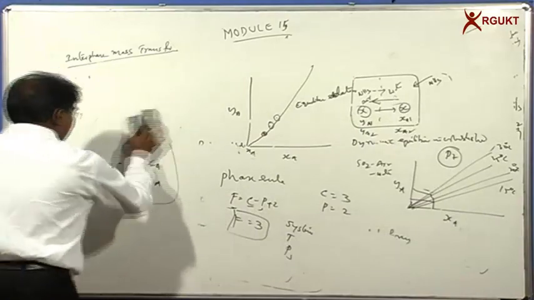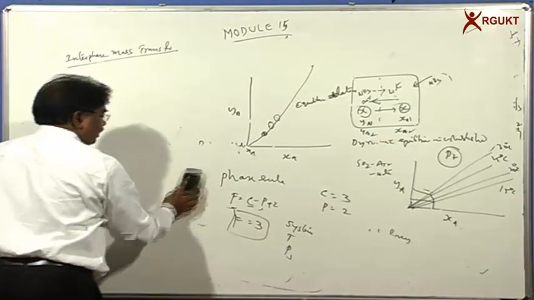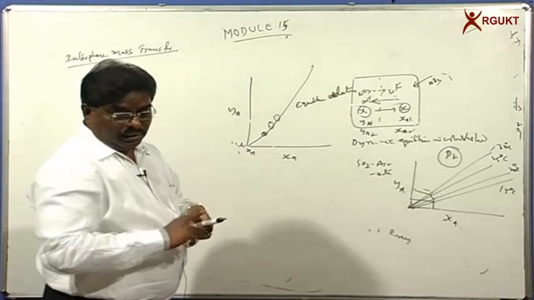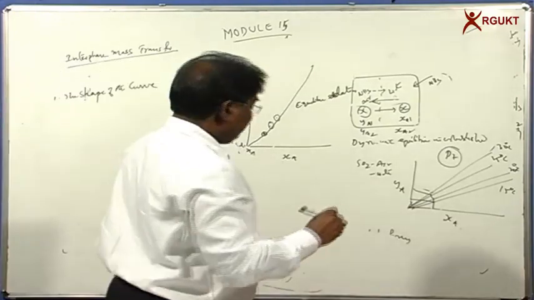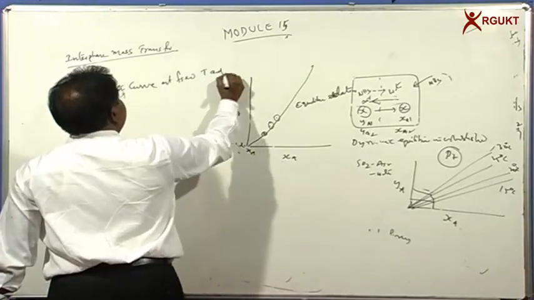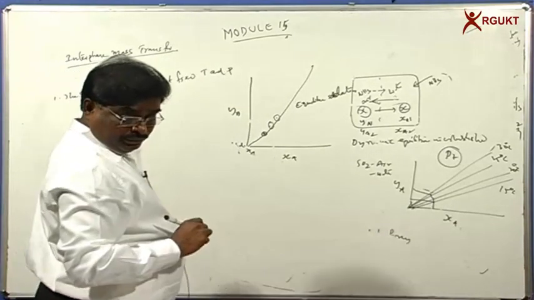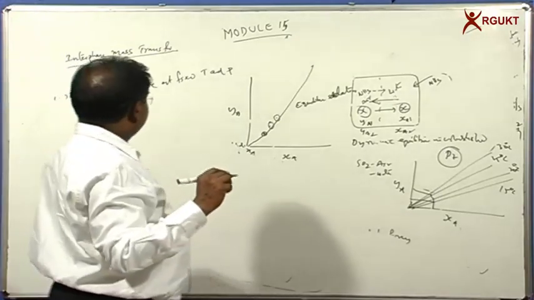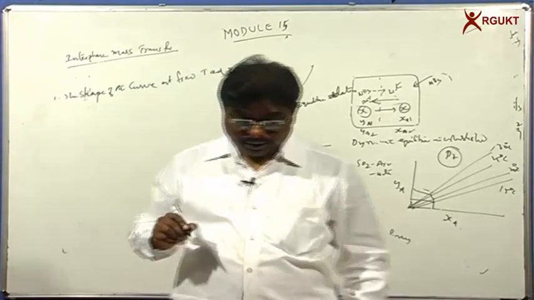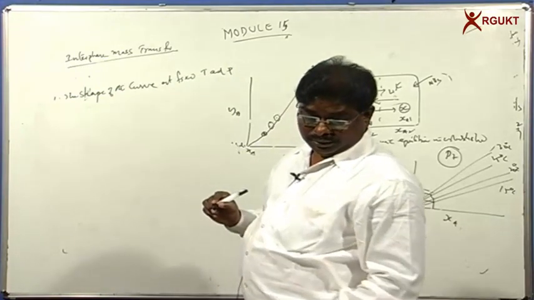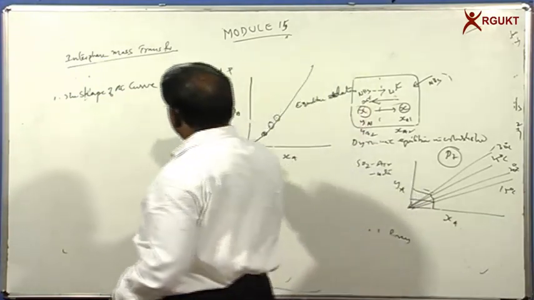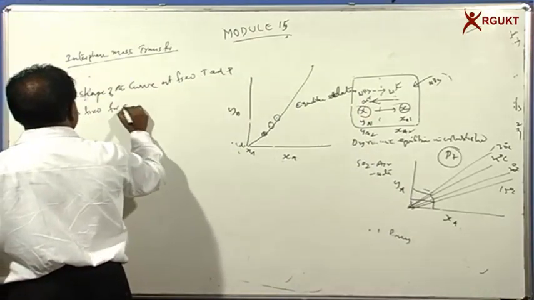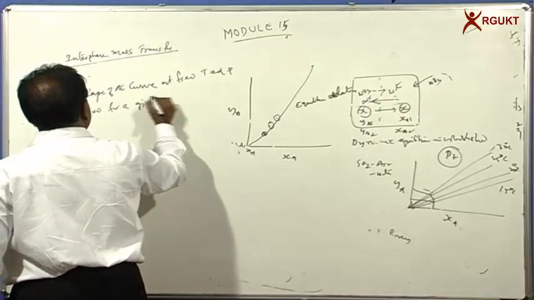So for the equilibrium relationship, one can say the shape of the curve at fixed T and P, for a given solute, the shape of the curve at fixed temperature is fixed for a given system. This is the one conclusion we can make.